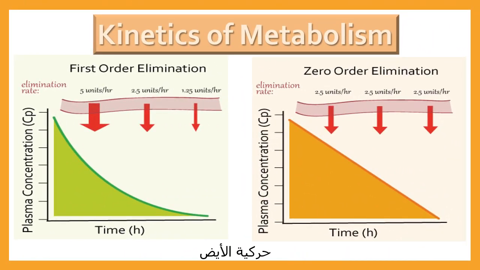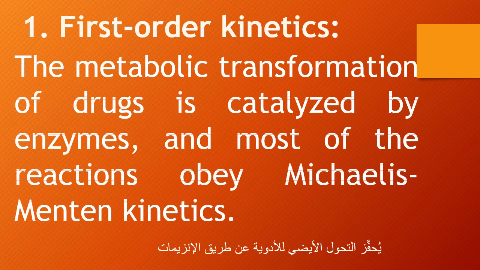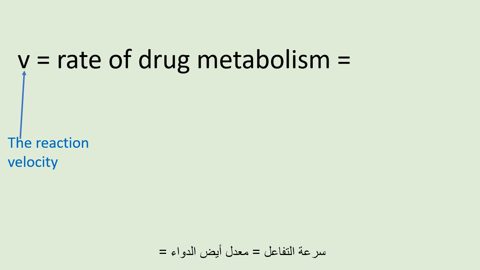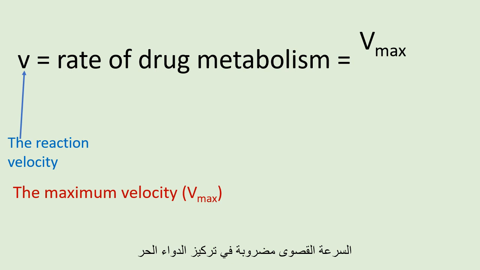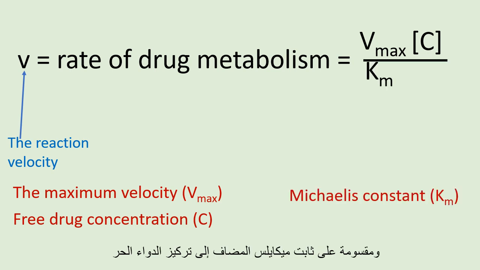Kinetics of metabolism. First-order kinetics. The metabolic transformation of drugs is catalyzed by enzymes, and most of the reactions obey Michaelis-Menten kinetics. The reaction velocity, which equals rate of drug metabolism, equals the maximum velocity, Vmax, multiplied by the free drug concentration, C, and divided by the Michaelis constant, Km, which is added to the free drug concentration, C.